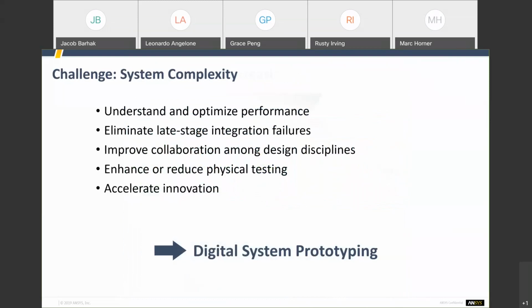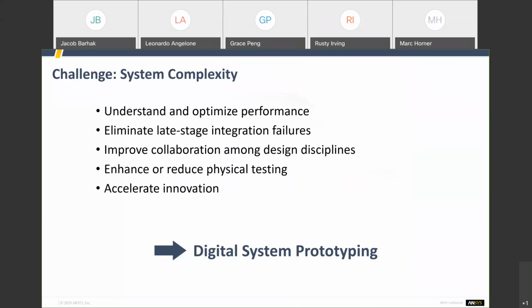What we're trying to do through modeling and simulation, as part of the medical device industry, is ensure that when devices reach the market, they perform as expected. To do that, we need to understand and optimize performance as early as possible in the design cycle, so that we don't make decisions that are hardened into the design and make a design change more complex later on, as we start to go to manufacturing. What that speaks to is eliminating late-stage integration failures.